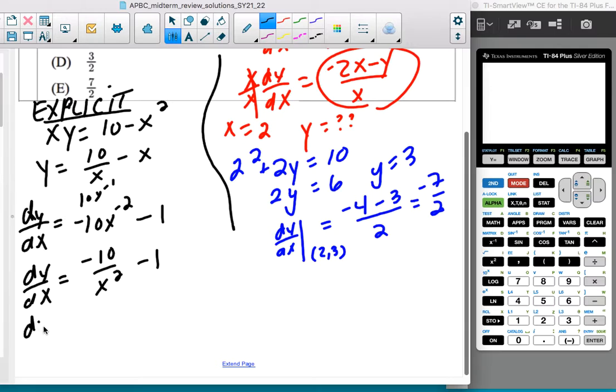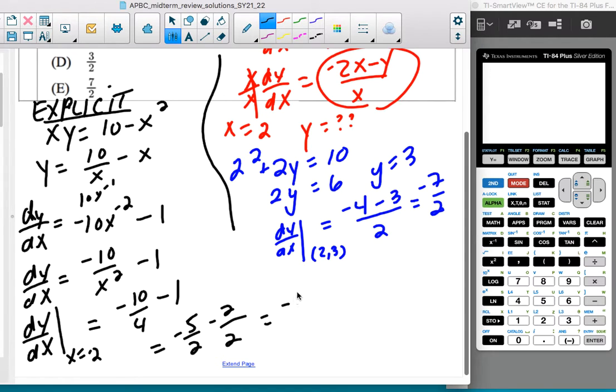And then you could evaluate at the moment when x is 2. You'd get negative 10 over 4 minus 1, which is negative 5/2 minus 2/2, also negative 7/2. Really, it's just where you want to put your work.